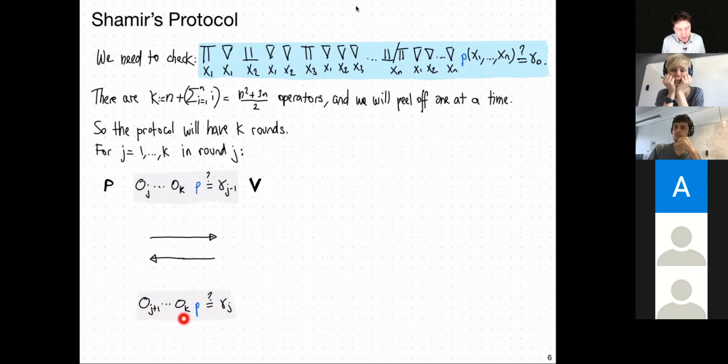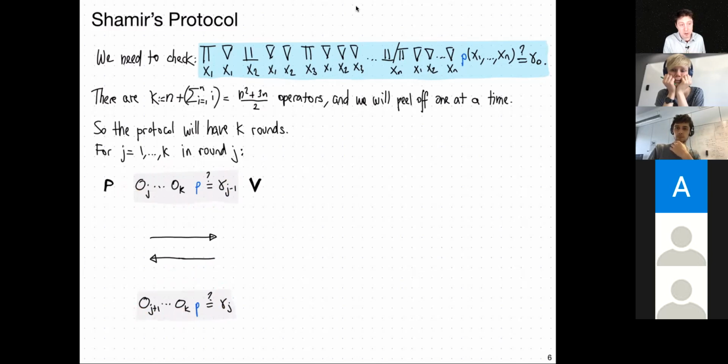Is that we have one less operator, and potentially there is a different kind of value that we're claiming, okay? So abstractly, this is what's happening. We're going to have k one round reductions, and each of these one round reductions is going to reduce a claim with this many operators to one with one less.